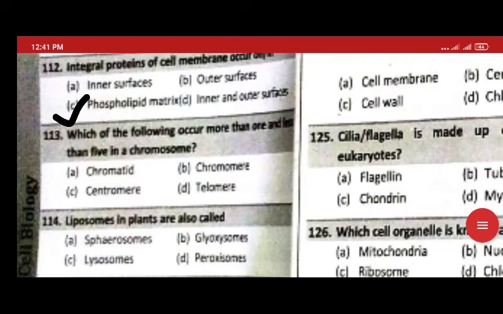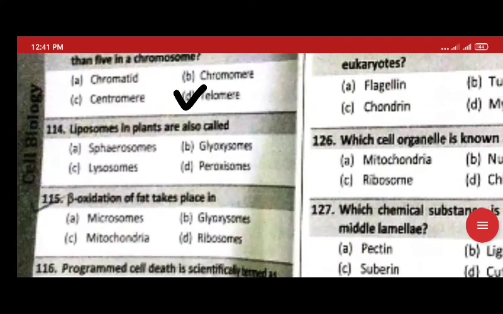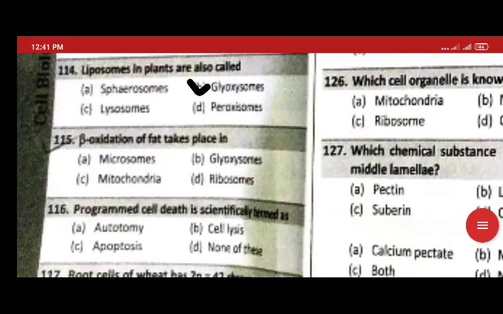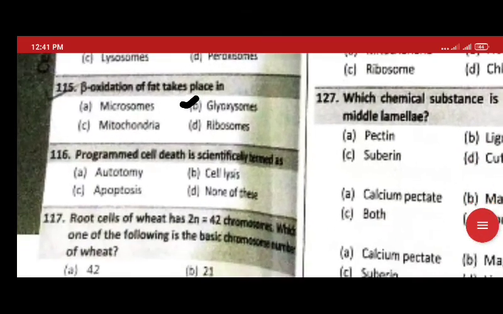Which of the following occurs more than 1, 2, then 5 in a chromosome? So 130. There should be one telomere. Liposomes in plants are also called what? Glyoxysomes, because lipid is metabolized. Beta oxidation of fat takes place, that is called glyoxysome. Same. 115B.